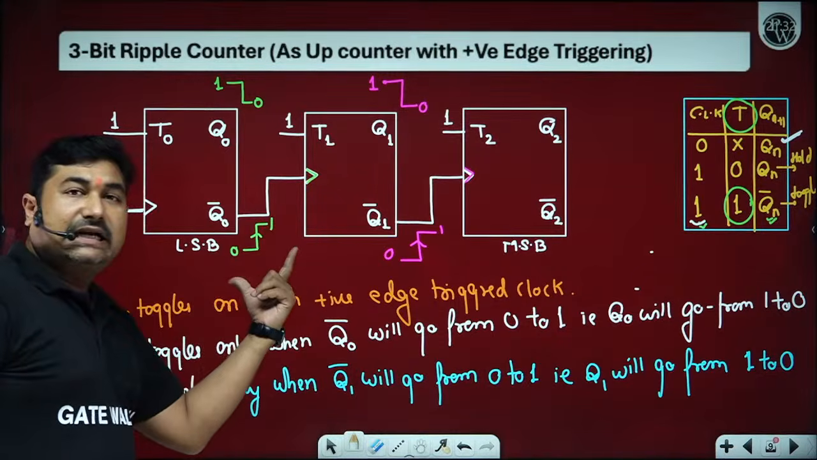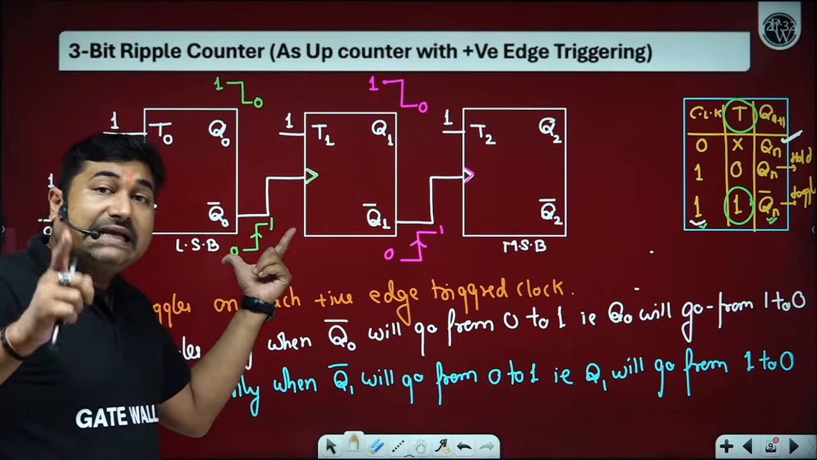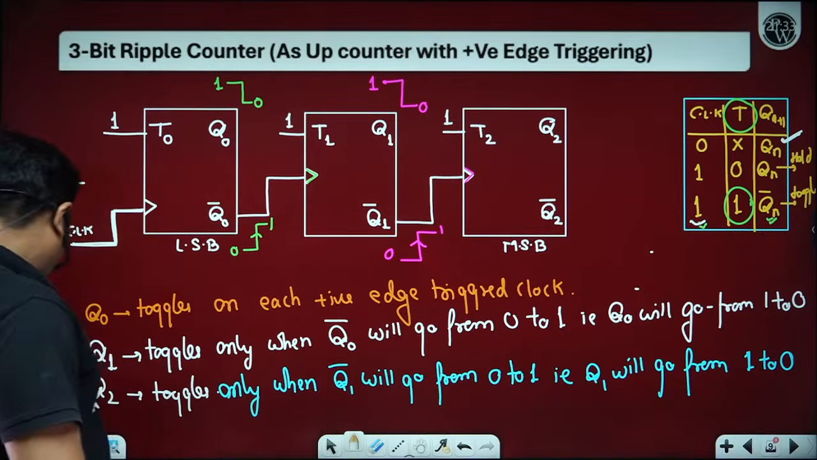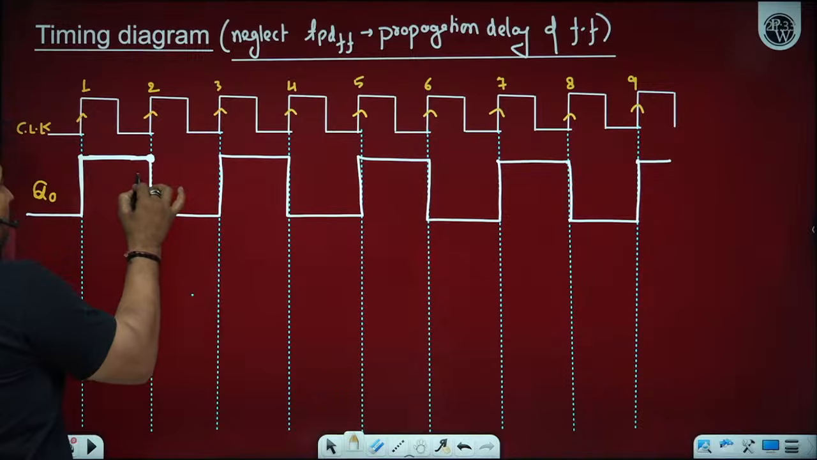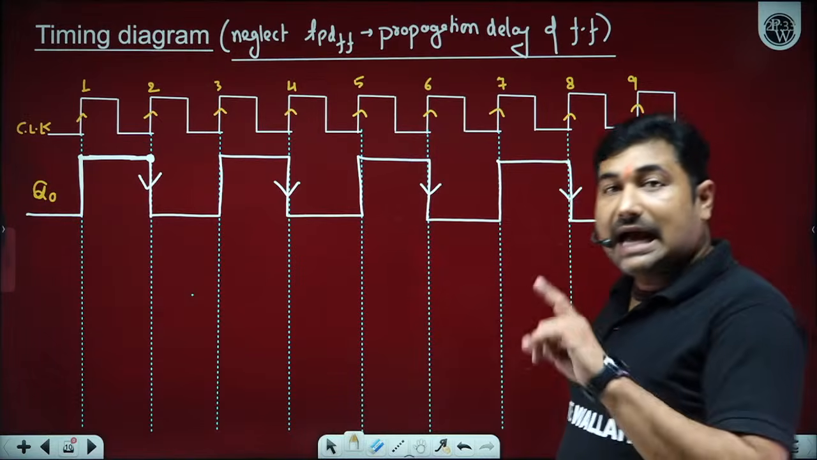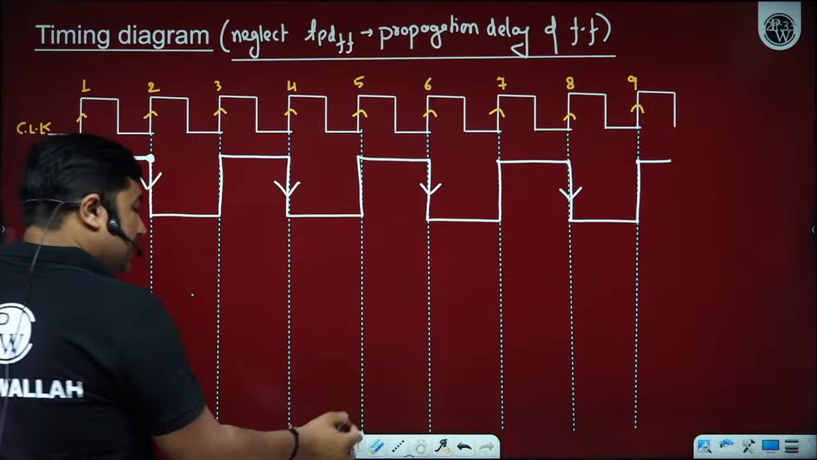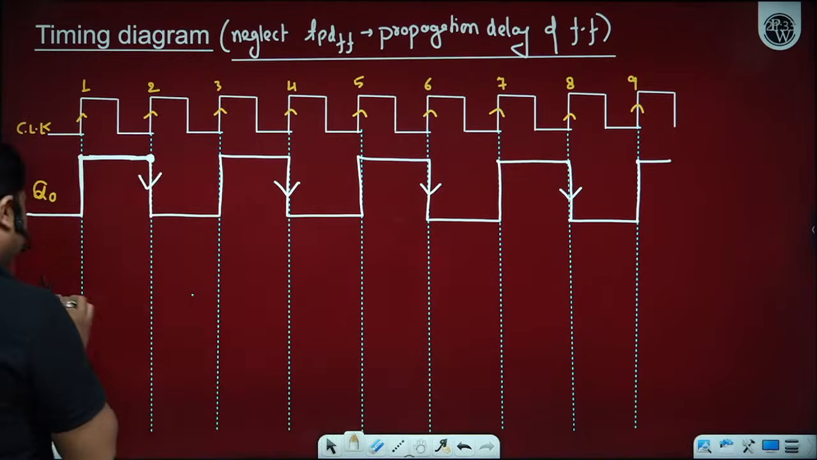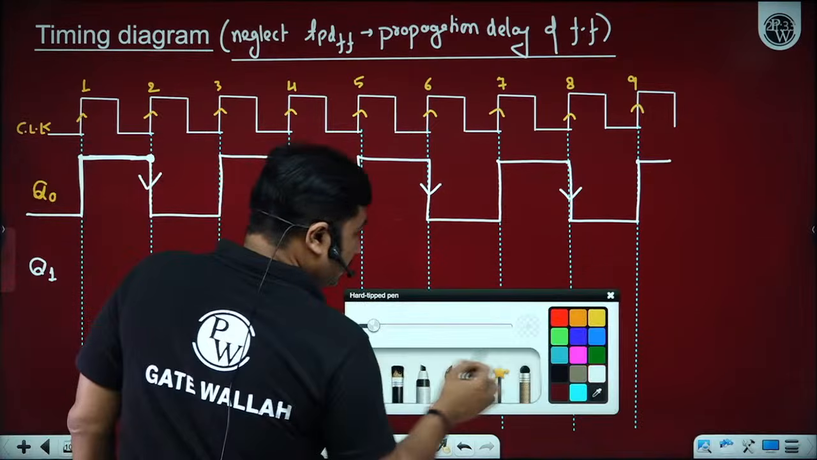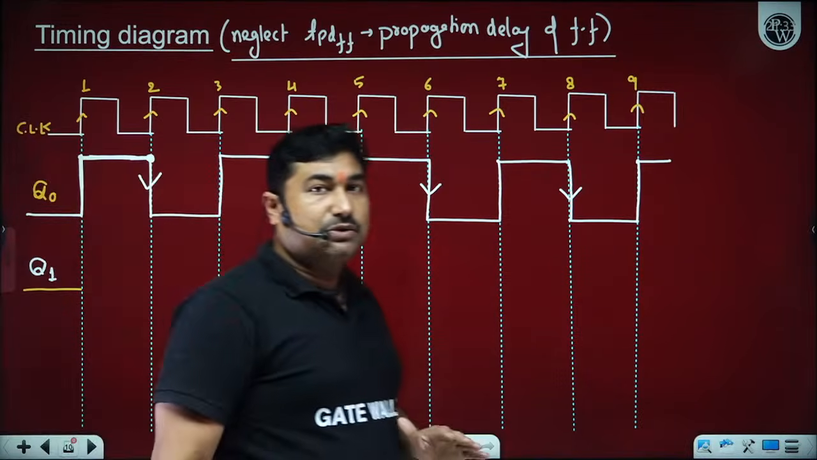It means during the transition of Q0 bar from 0 to 1. When Q0 bar is in transition from 0 to 1, at that time Q0 is in transition from 1 to 0. So whenever Q0 changes from 1 to 0, at that instant the clock would appear on the flip-flop 1. Initially we have considered flip-flop 1 as well at the 0 level. Yes sir, we are considering Q0, Q1 and Q2 at 0 level.